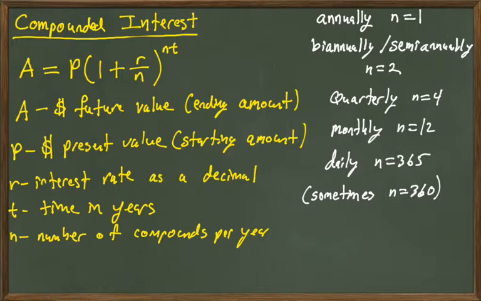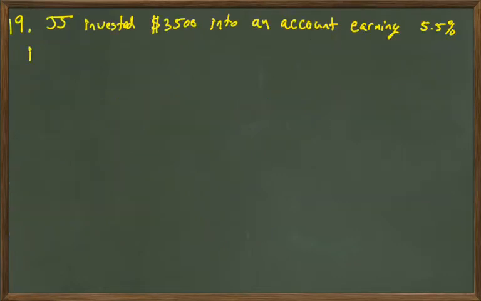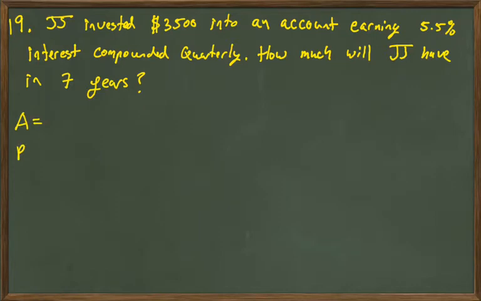Alright, so let's go ahead and look at the first problem here, and we'll go ahead and speed it up a little bit. Okay, so JJ invested $3,500 into an account earning 5.5% interest compounded quarterly. How much will JJ have in 7 years? So this is compound interest. And so we're going to write down all our variables, A, P, R, N, and T. Because the question asks how much will JJ have in 7 years, that's asking about the future value. That's our A, so that's our question mark.